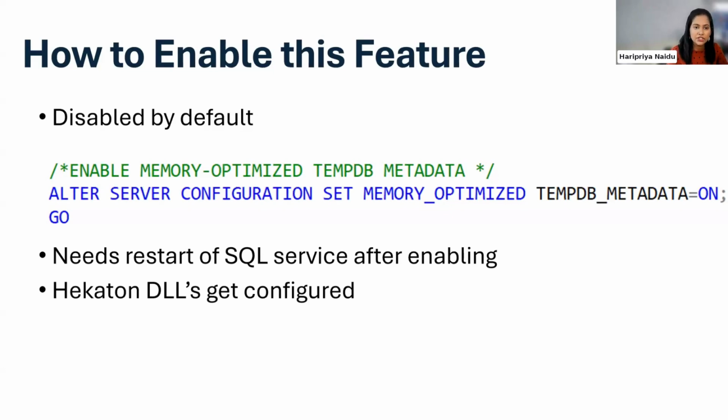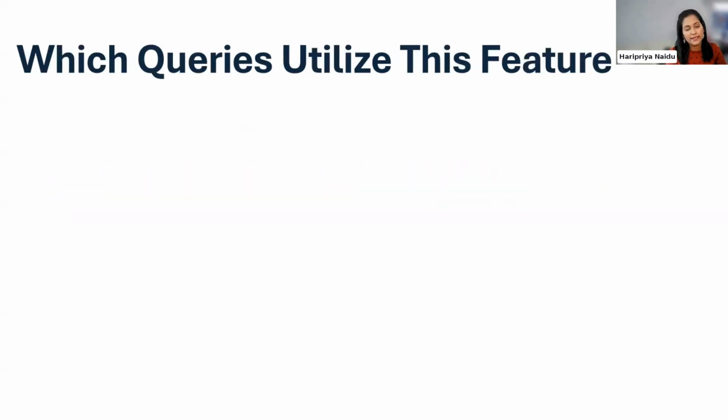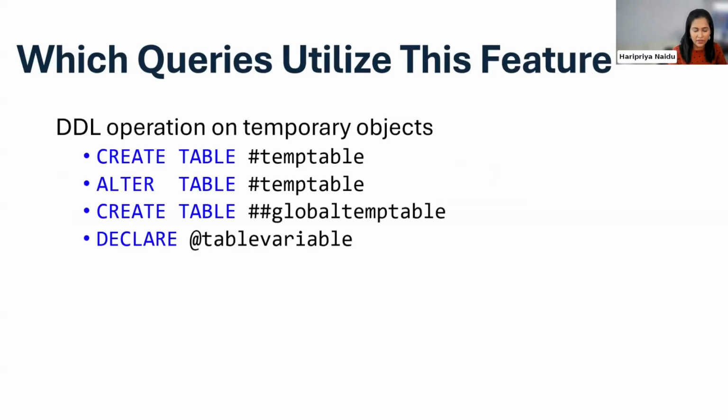So this is how you enable this feature. And then which queries are exactly utilizing this feature? Any DDL operation on temporary objects, like create temp table or alter temp table, global temp table, or table variables. Any DDL operation that you do on these temporary objects needs to insert metadata into those system objects. So that's when this feature will be utilized. When you do insert into temp table or delete from temp table, then this feature is not utilized for that. Only for DDL operations on temporary objects.